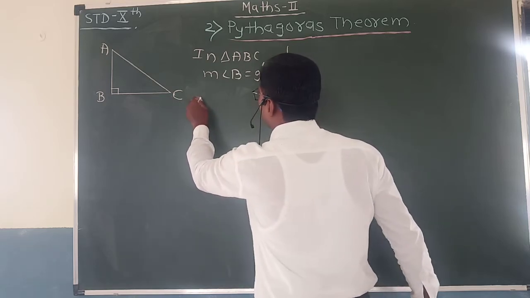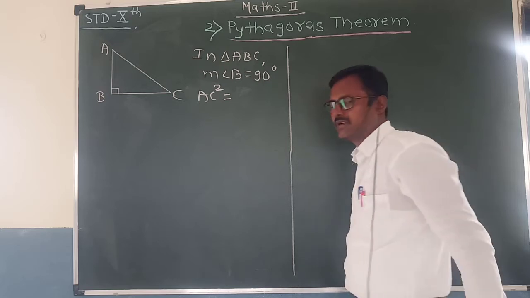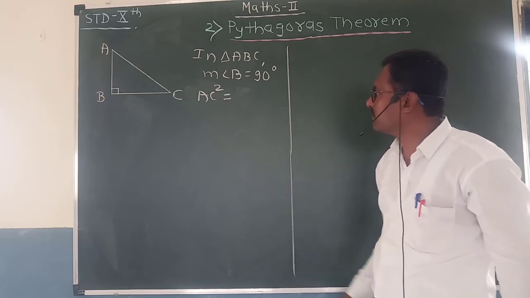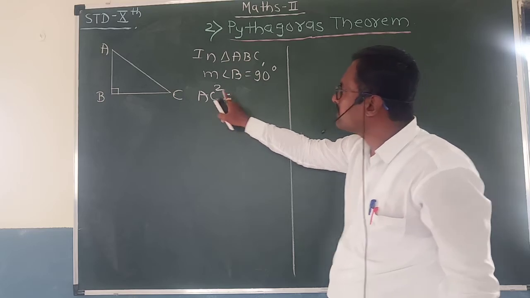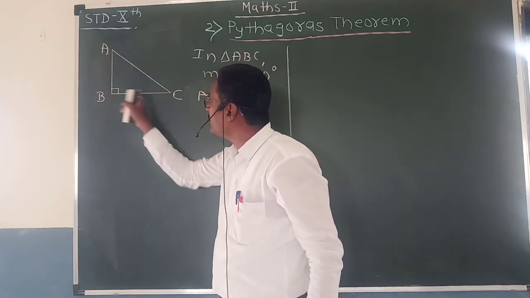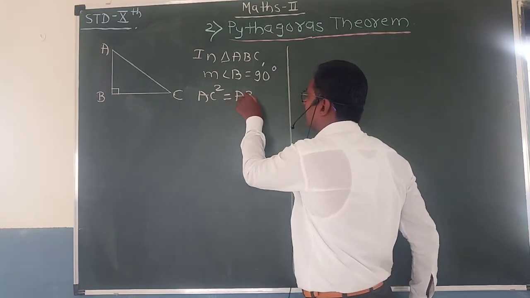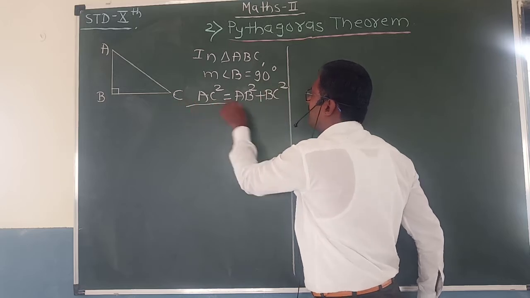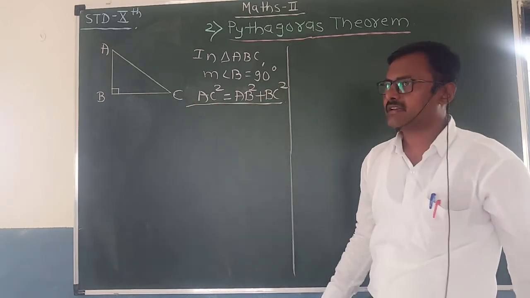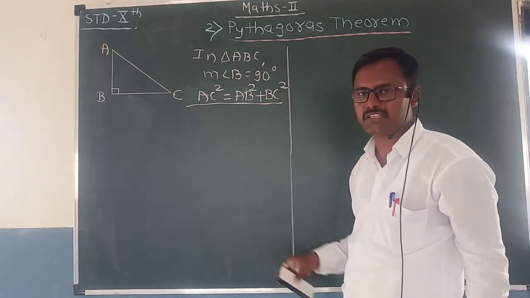So, the square of the hypotenuse, AC square, is equal to the sum of the squares of the remaining two sides, that is AB square plus BC square. So, you have the result AC square is equal to AB square plus BC square.